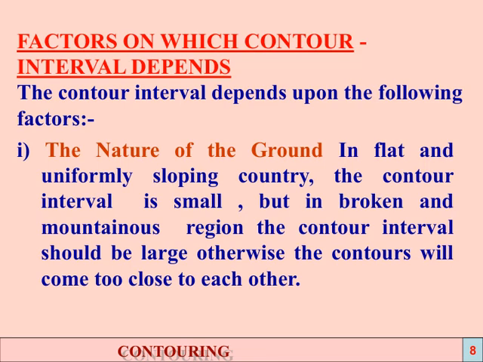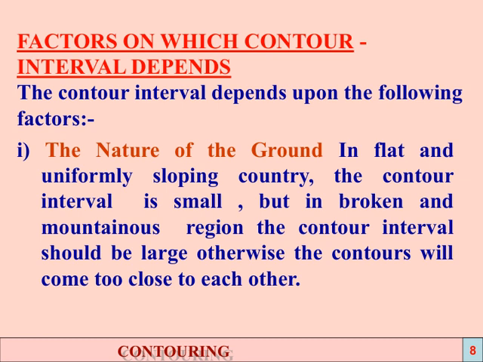Now, let's look at the factors on which the contour interval depends. The key idea here is that the contour interval is not fixed. It varies based on certain ground characteristics. The first important factor is the nature of the ground itself. For example, in flat and uniformly sloping areas, the contour interval can be quite small because the elevation changes gradually. This allows us to capture subtle variations in the terrain.